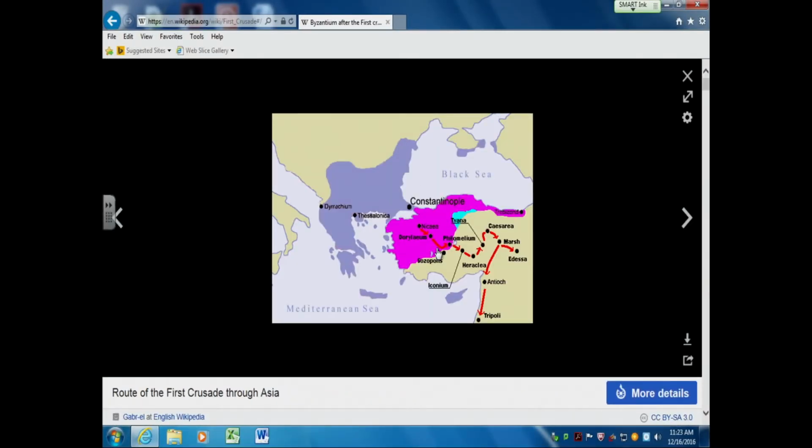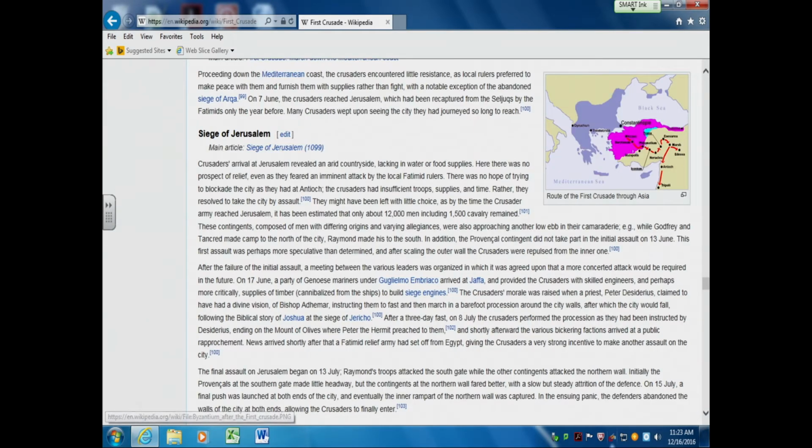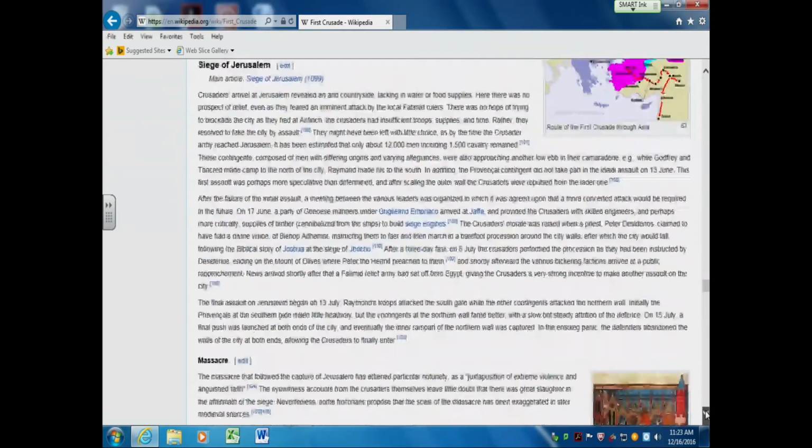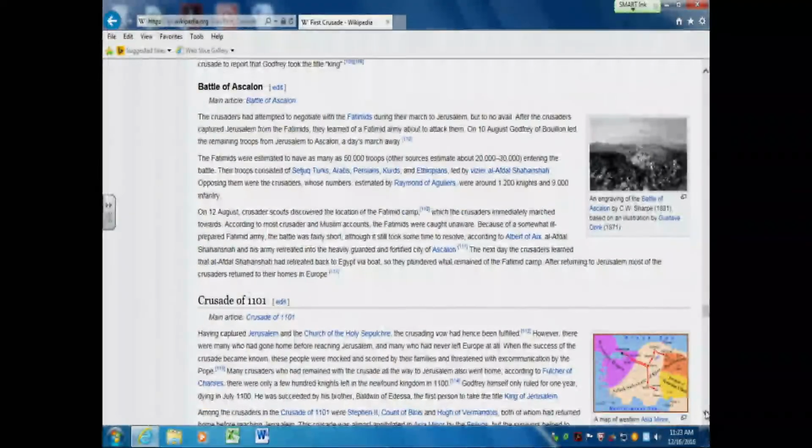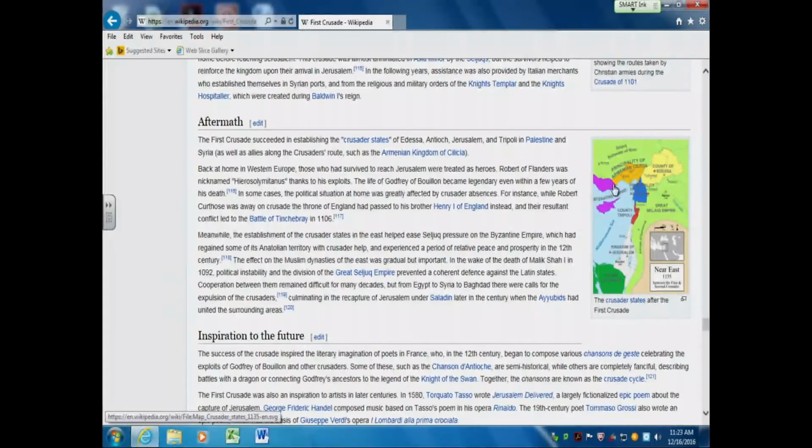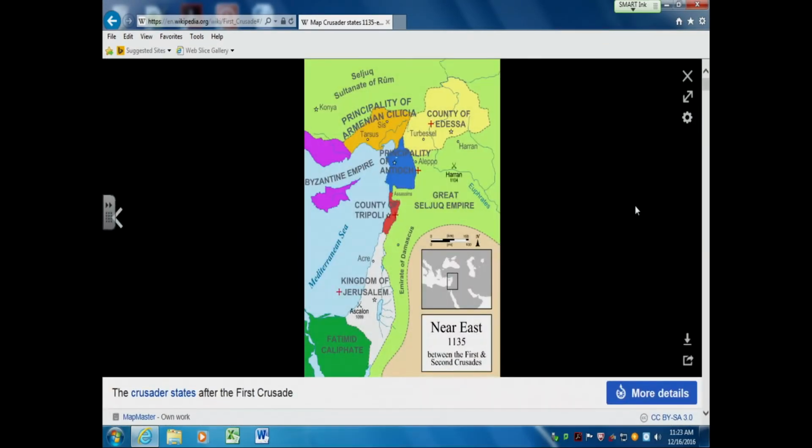So here they are. The First Crusade ends up in Constantinople, and the emperor says, "Yeah, glad to see you. Now go take on the Arabs." And here's their route as they head on into what is called the Holy Land.